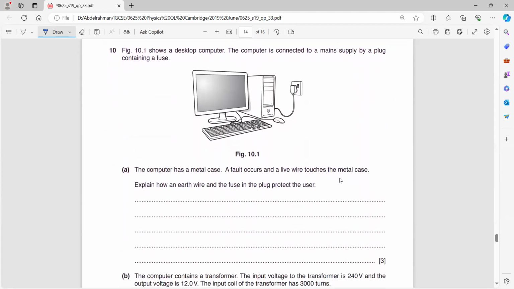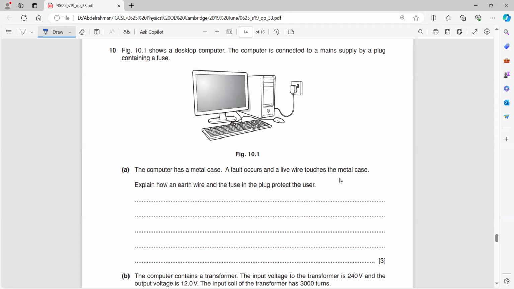Here I have a desktop computer. The desktop computer has a metal case. A fault occurs and the live wire touches the metal case. Explain how an earth wire and a fuse in the plug protect the user.